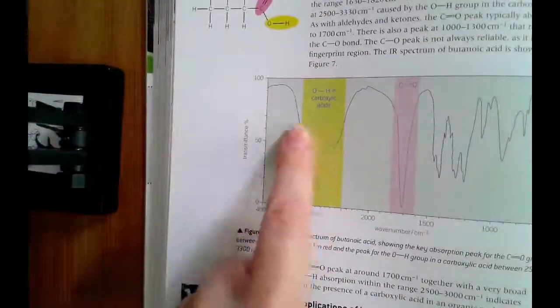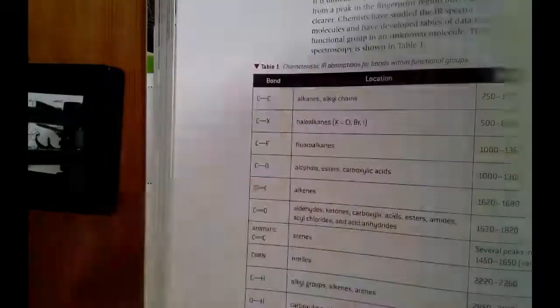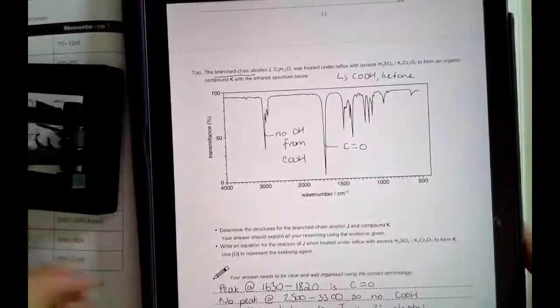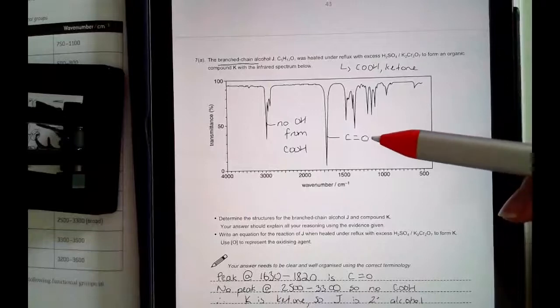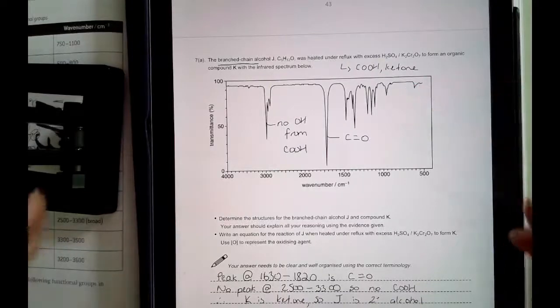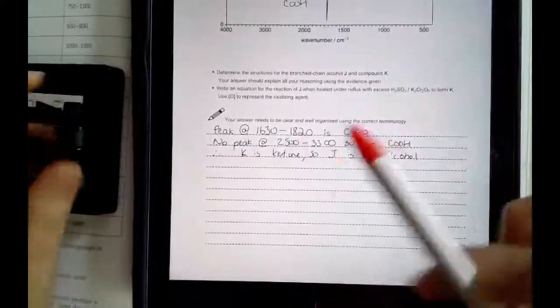I'll just remind you what that peak would look like, okay? So this is what you would be expecting, and if we look at what we've actually got, you don't have that broad peak. So I know I don't have a carboxylic acid, which must mean my oxidized product is a ketone, okay? So I've written that here below, okay, so I've done my analysis.